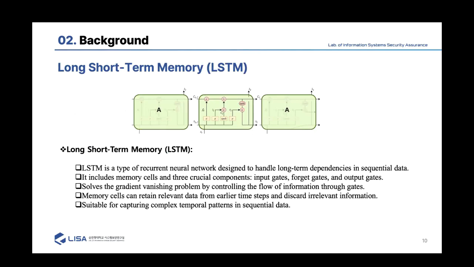For the intrusion detection system, we built an LSTM model. An LSTM model is designed to handle long-term dependencies in sequential data. It features memory cells and three key components: input gates, forget gates, and output gates. These gates control information flow, allowing the LSTM to retain important data and discard irrelevant information, thus solving the vanishing gradient problem found in traditional RNN models.